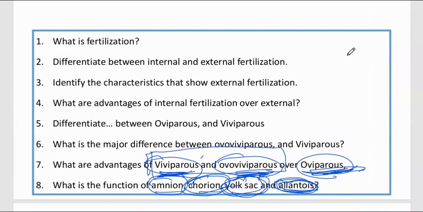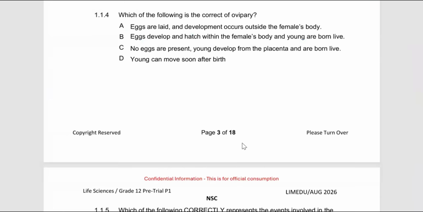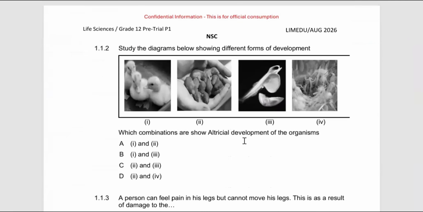So our 8 marks, you must get them from these questions, and I know that by that time you will be able to get those marks. So if you look at this question, they're asking: study the diagram and answer the question. Which combination shows altricial development of the organisms?